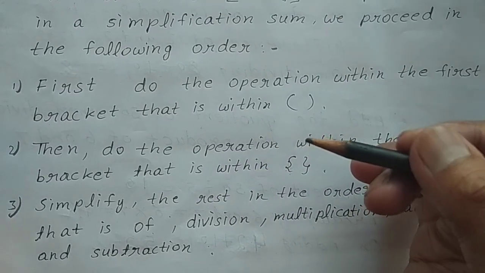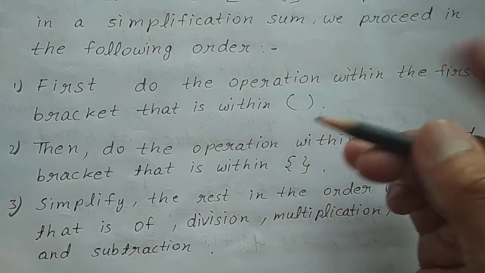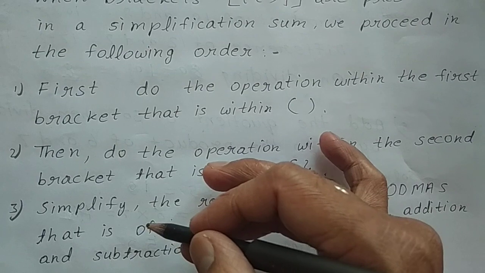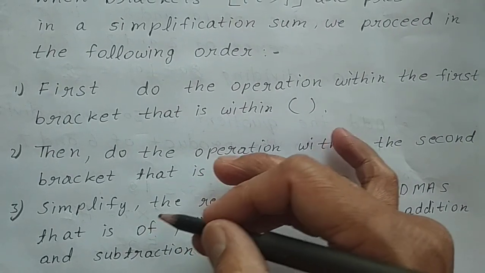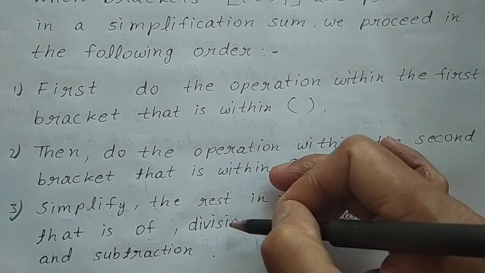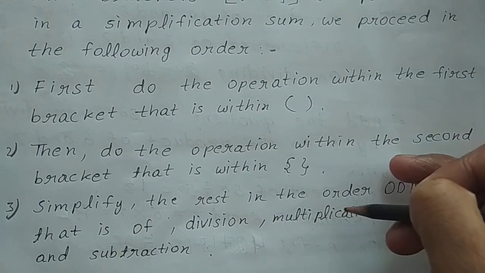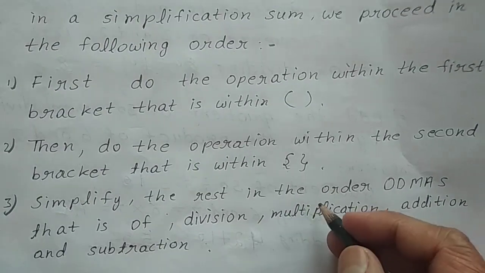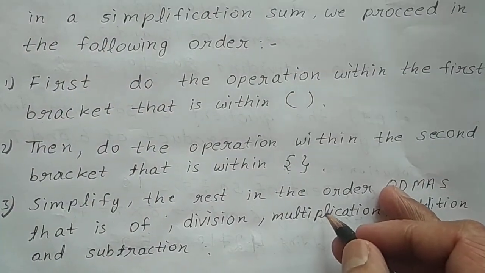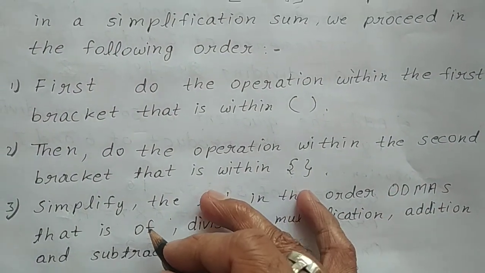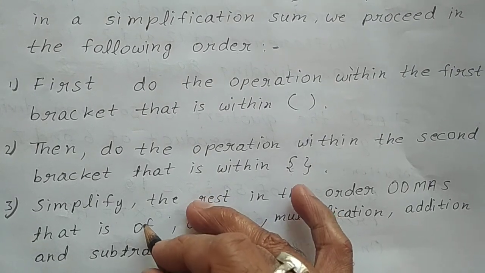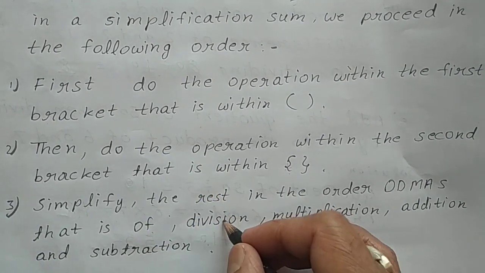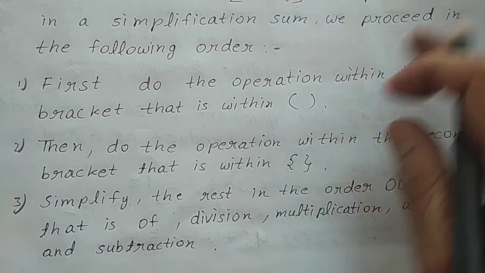So which order will we follow? We will first solve of, which means multiply, then divide, then multiplication, then addition and subtraction. So don't be confused. This multiplication is a symbol and this is of. So first we will solve of, then divide, then multiply, then add and subtract.